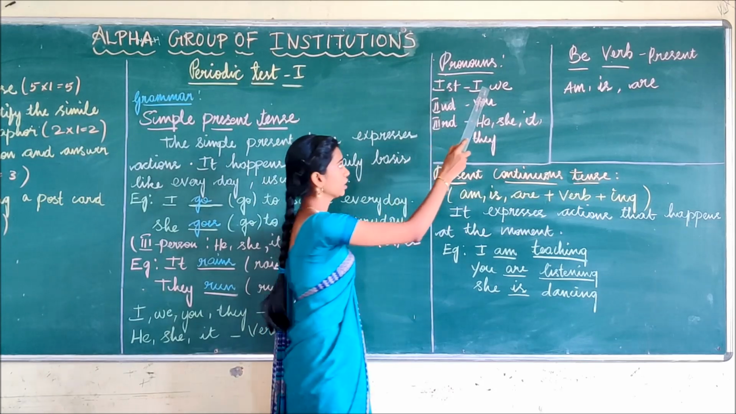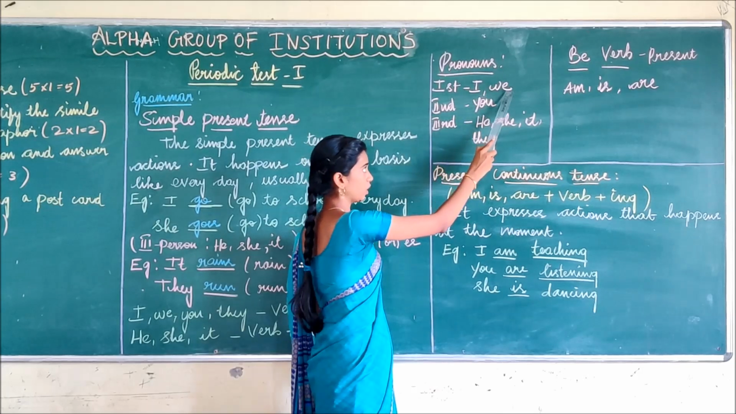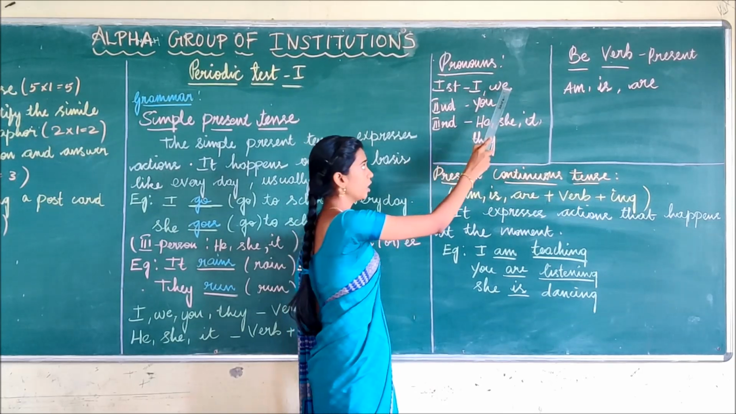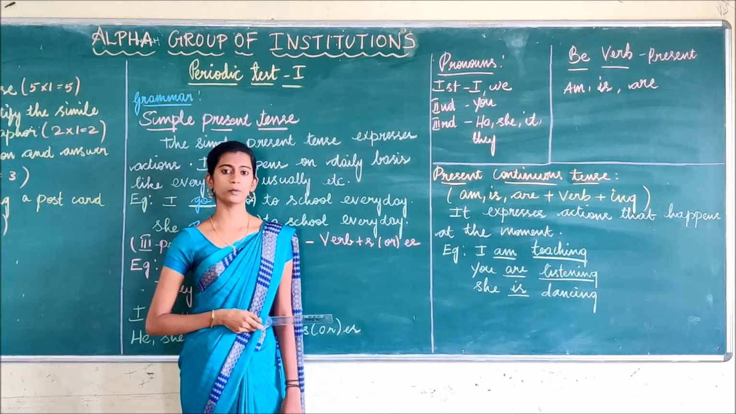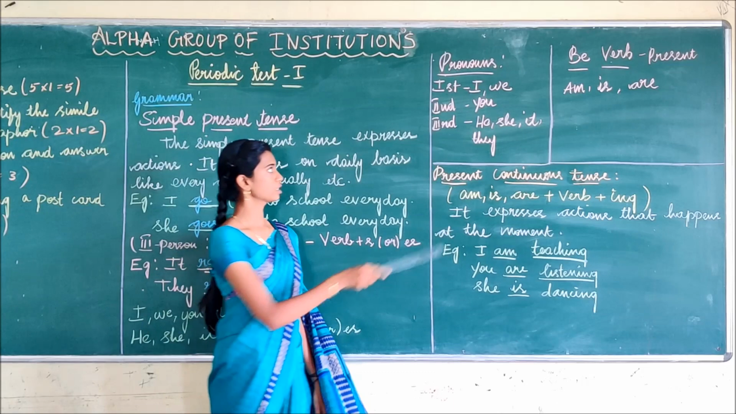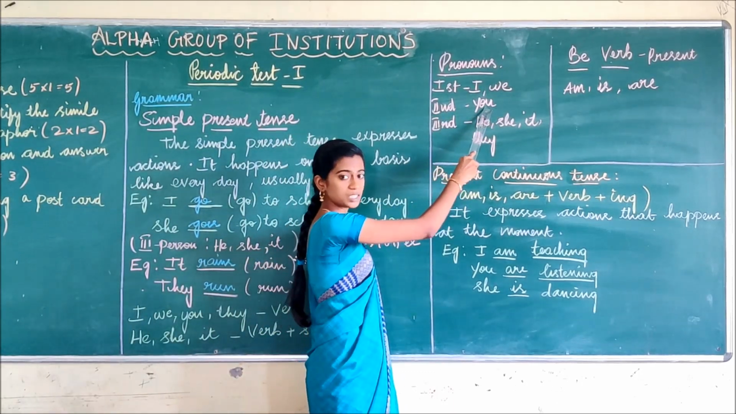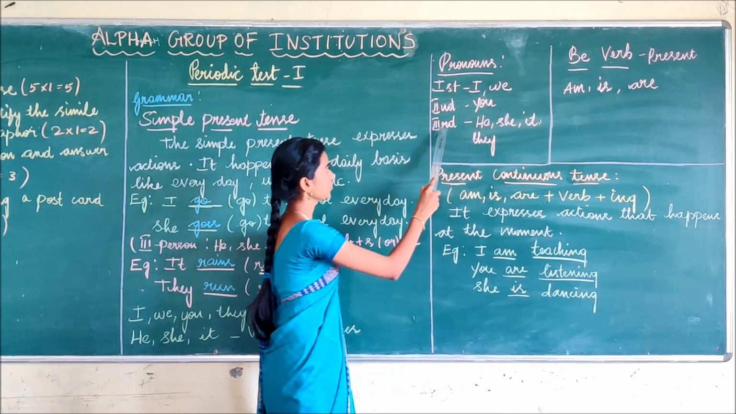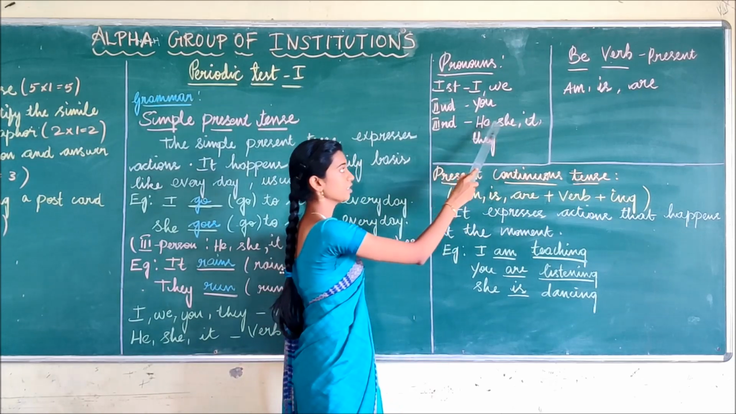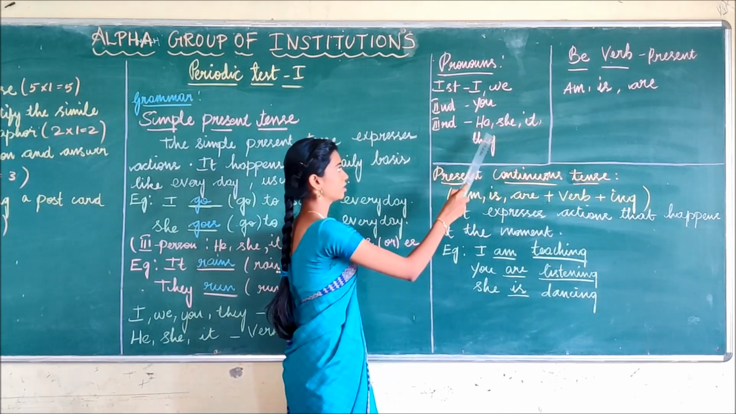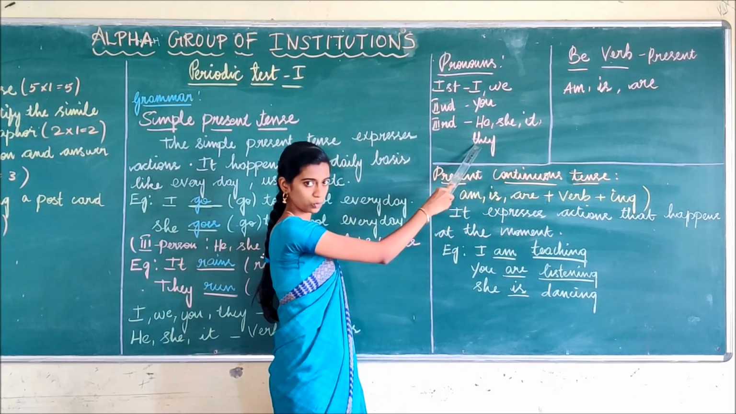In first person there are I, we. I is the singular, we is the plural. You already know what plural means. Plural means more than one. Second person, you. You is both singular and plural. Third person, he, she, it, they. He, she, it is singular and they is the plural.